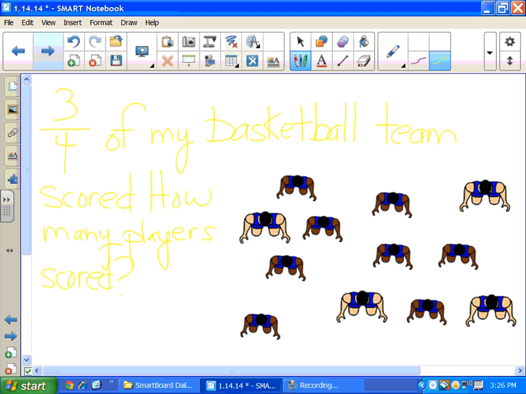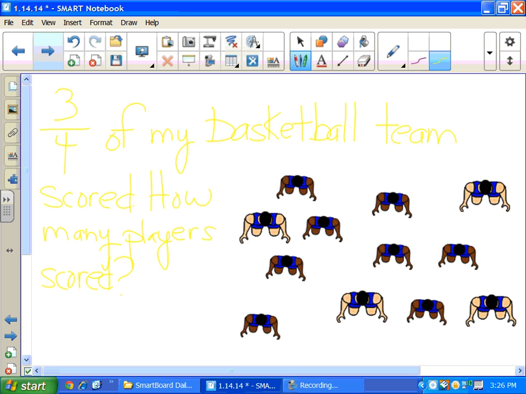Again, I have to look at my fraction. I know that I'm dealing with 3/4. So first I have to look at my denominator of how many equal groups I need to make with my team. So I need to take my players and put them into 4 equal groups. Well, I need to find out how many players are on my team. So I have 1, 2, 3, 4, 5, 6, 7, 8, 9, 10, 11, 12. So I have 12 players that I need to put in 4 equal groups.